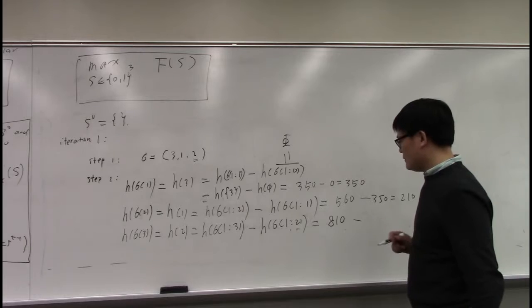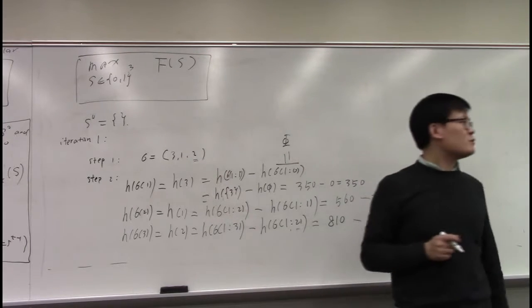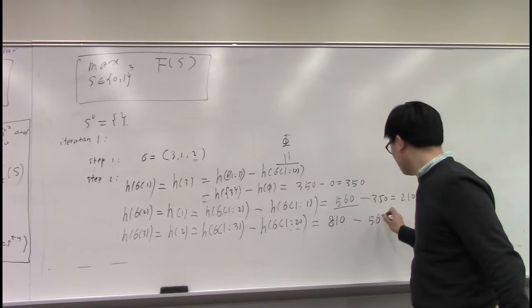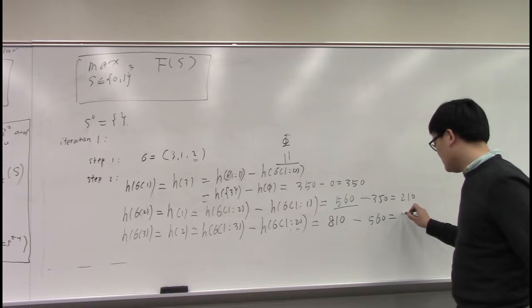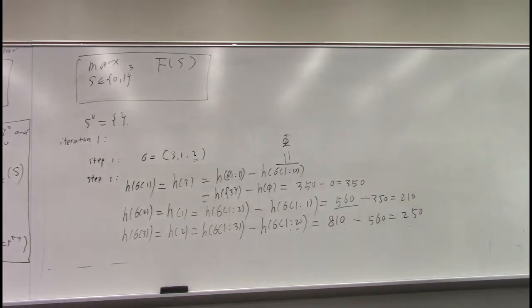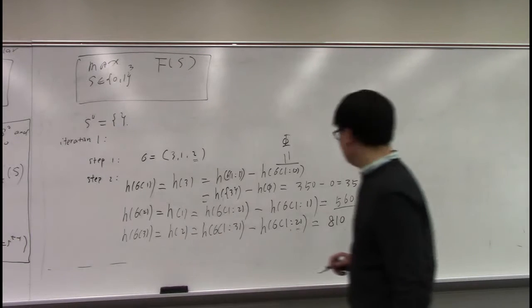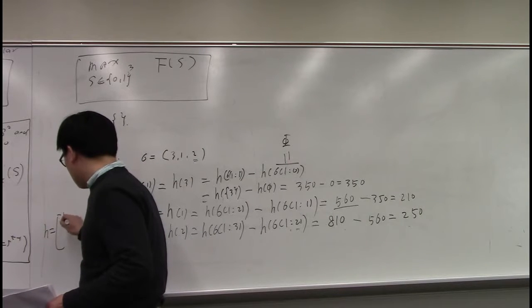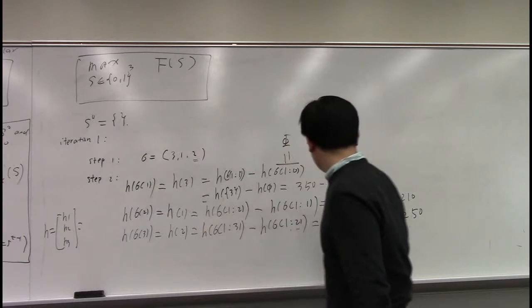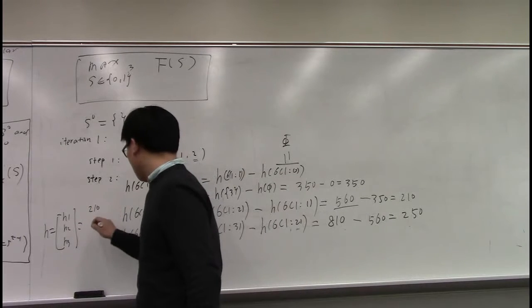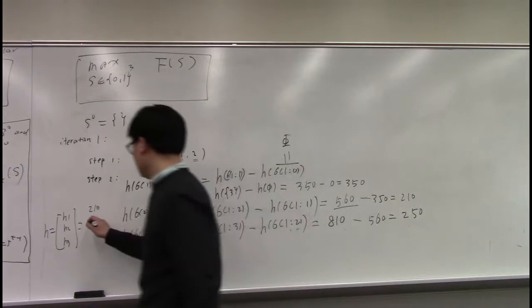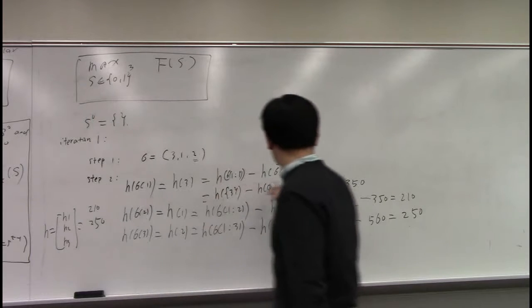And so 1, 2. 1, 2 is 1, 3, right? 1, 3 is 650, which minus 1, 2, 50, 0 gives 250. So now we have h equal to h1, h2, h3, and h1 is 210, h2 is 250, h3 is 350.